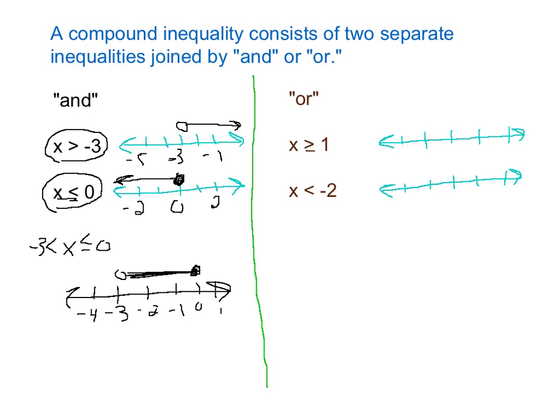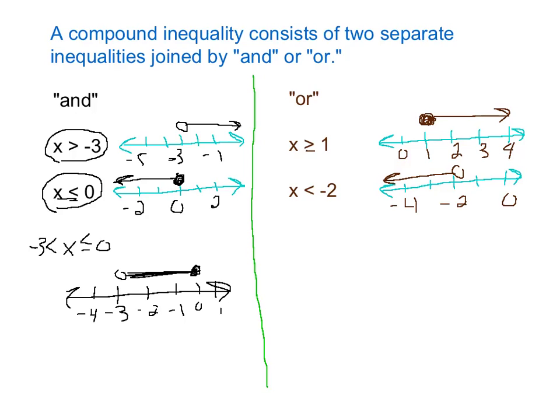Now for the or, again, we're looking at two different inequalities. We want to put them together. The first one, x being greater than or equal to 1, I'm just going to go ahead and label the number line here. Greater than or equal to 1, closed dot at 1, shade to the right. For the second one, x less than -2, label the number line, and I want to do an open dot at -2, shade to the left.